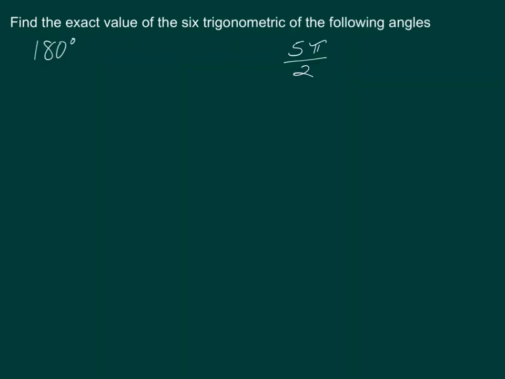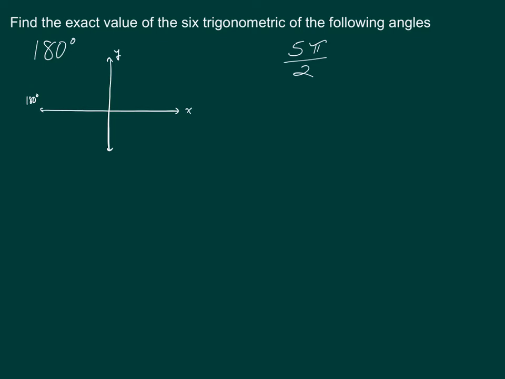Find the exact value of the 6 trigonometric functions for the following angles. So here, you can see that there are 2 angles, 180 degrees and 5 pi over 2 radians. And to better understand how to find the sine, cosine, tangent, and all of those like this, is to first remember that 180 degrees is over here to the left side. So if this is the y-axis and this is the x-axis, it is the negative x-axis.